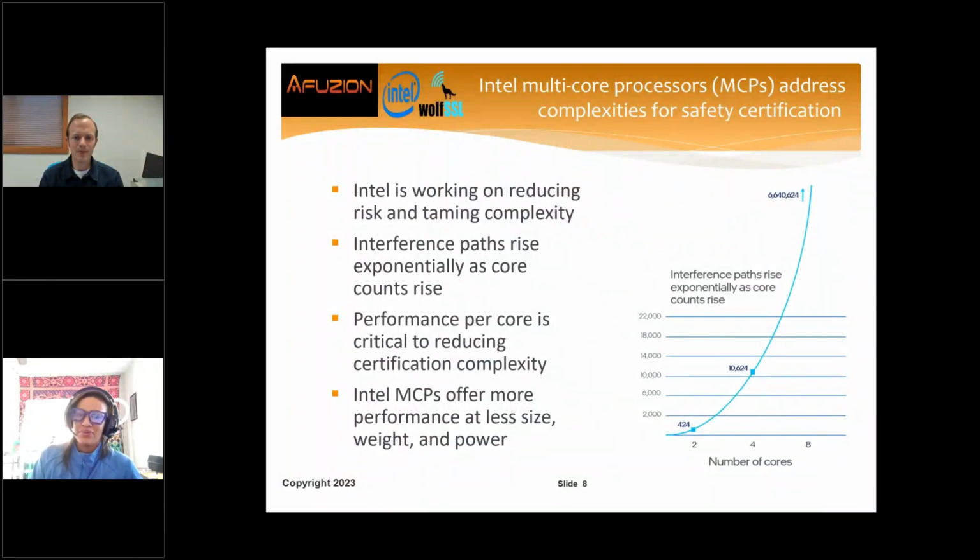So just to get us started, I would like to point out the following. First, more cores cause more complexities and challenges for certification as the number of interference paths rise exponentially with increased core counts. And Intel's multi-core processors offer great performance for a lower core count. This reduces the number of interference paths and in turn certification complexity.